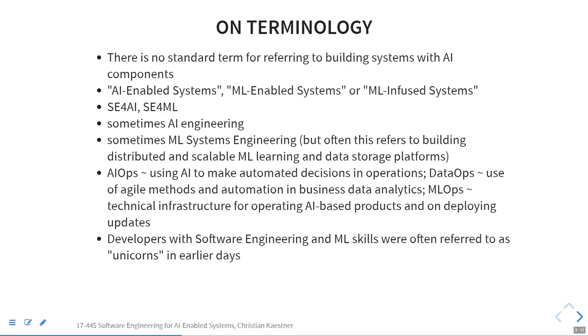There is no good term, as far as I know, about describing systems with a machine learning component. In this course, I'm calling this AI-enabled systems. I've read ML-enabled systems. Microsoft Research has called this ML-infused systems. There is not much around this. There are terms like ML systems engineering that often has a different connotation, AI operation, data ops, ML ops. So just accept this will probably be clunky, and hopefully in a couple of years we have a more standardized term.